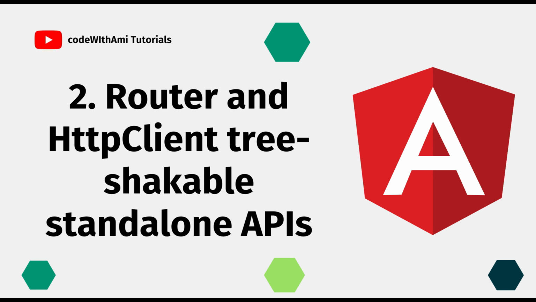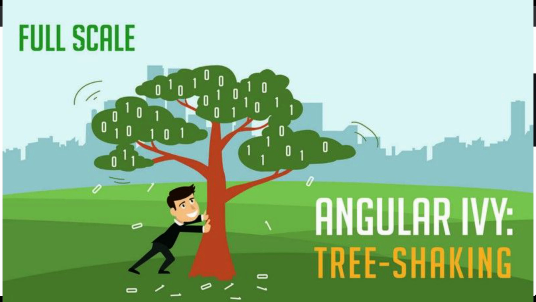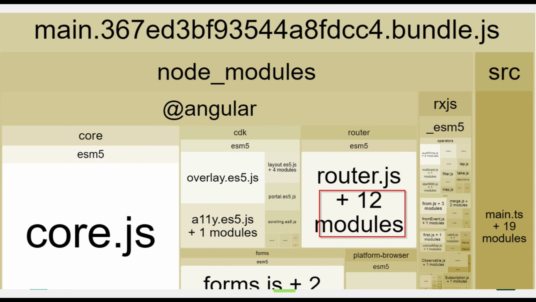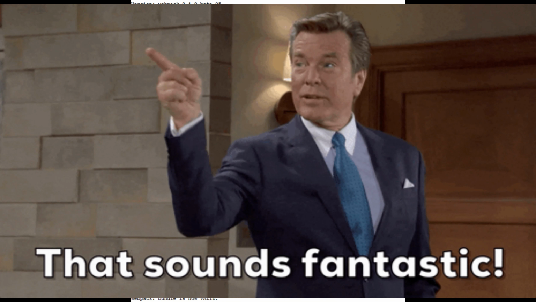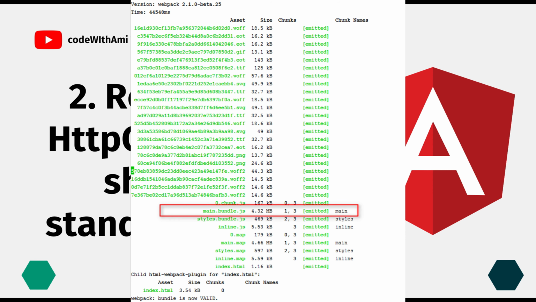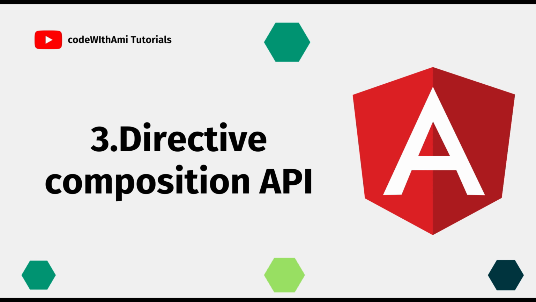Another benefit of the provideRouter API is that it is tree-shakable. Bundlers can remove unused features of the router at build time. In testing, the Angular team found that removing these unused features from the bundle resulted in an 11% reduction in the size of the router code in the application bundle. This is quite interesting.